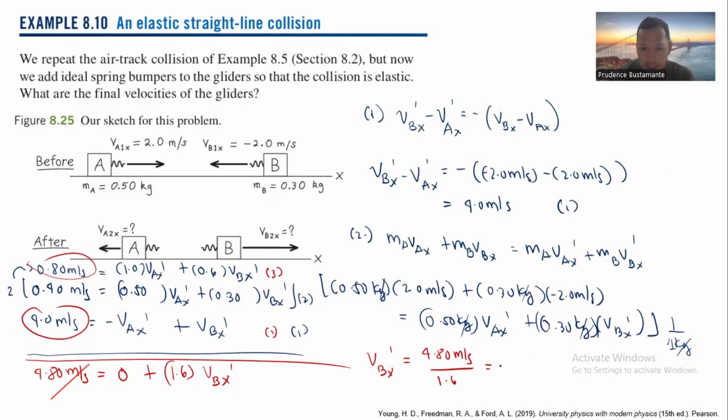So we get 3.0 meters per second. So this is equal to 3.0 meters per second.